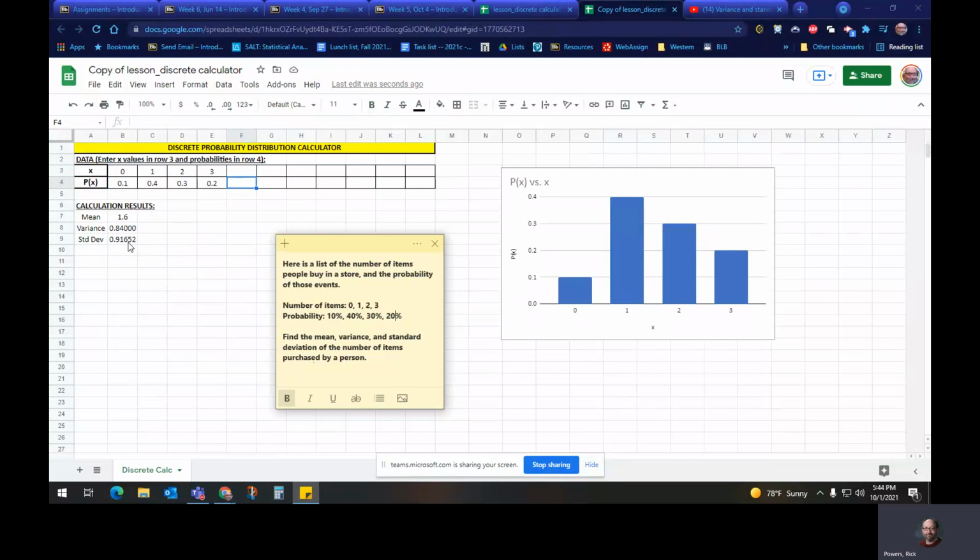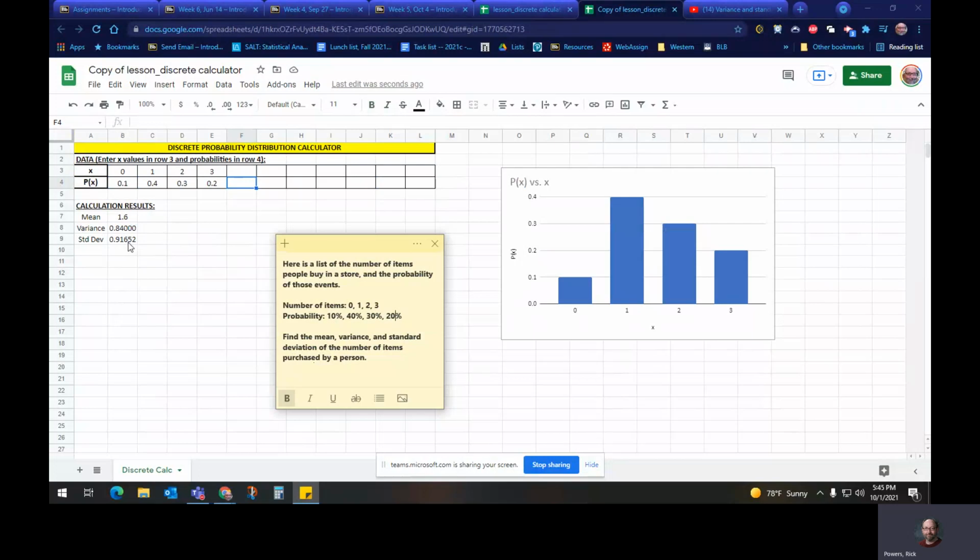Your textbook uses a relatively complicated formula to make this happen, but I am not requiring you to use the formula or to know the formula. I want you to use the spreadsheet so that you can simply enter the information and get the results. Now, what does it mean?